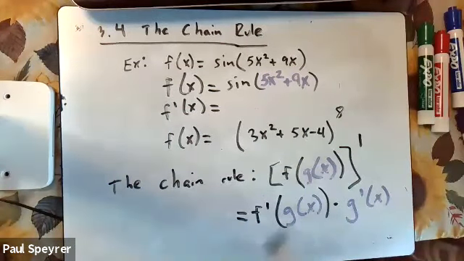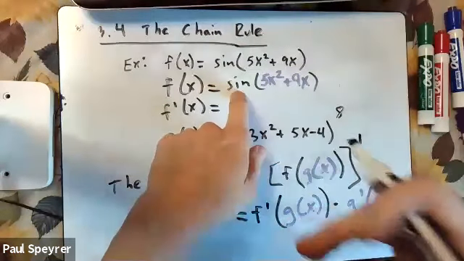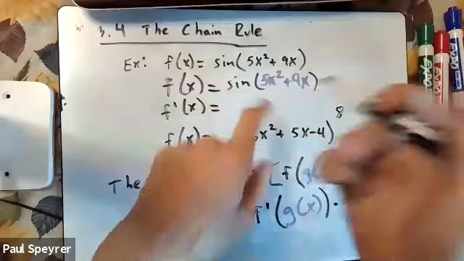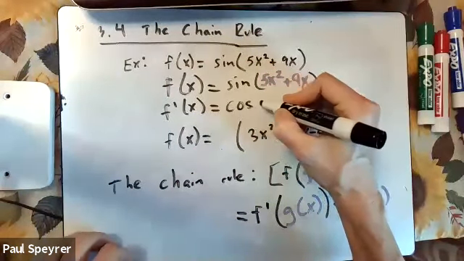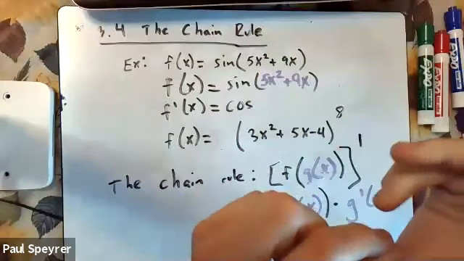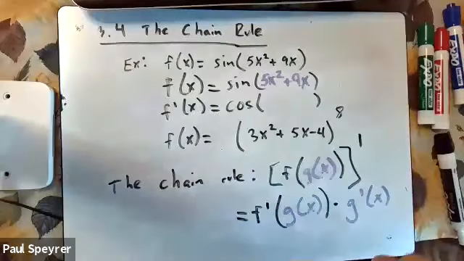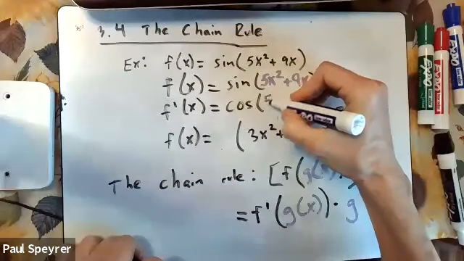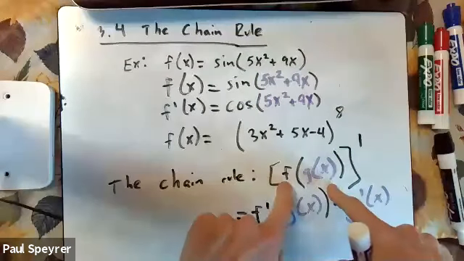What is the outside chunk? It's the sine of x right here. So if we take the derivative of sine, remember the derivative of sine is cosine. Now, you only derive one little chunk at a time, so everything else stays the same. This is still 5x squared plus 9x. Remember, that's what this formula calls for.